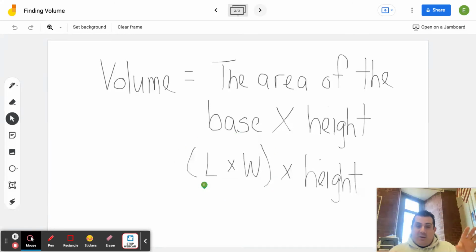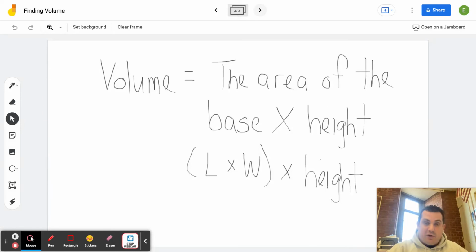When you find out what length times width is, you're then going to multiply that by the height, because a two-dimensional shape is not going to have any height to it. It's going to be a flat shape. When you're finding the area of a square, you do length times width. When you're finding the area of a rectangle, you do length times width. But now when you find a three-dimensional shape, there's going to be height to it, which gives your shape depth.